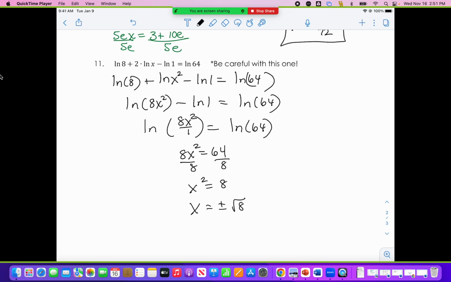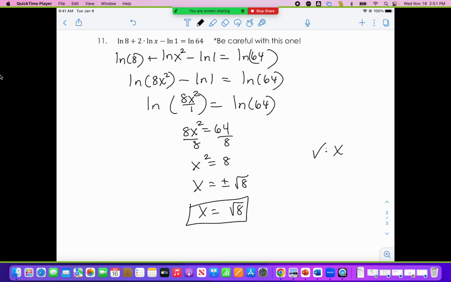So now my inside is x. So the square root of 8 works, but the negative square root of 8 does not work. Let's do a quick review of radicals. 8 is 2 times 4, and 4 is 2 times 2. So I could tidy that up as 2 square root 2 would be the ideal answer.